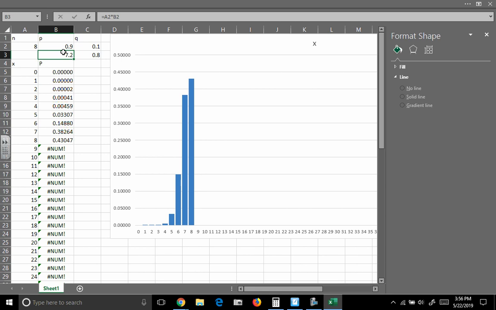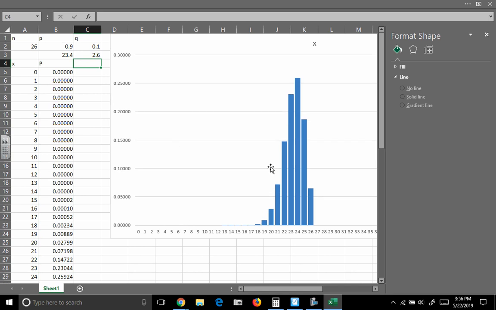So in this case, notice n times q is nowhere close to 5, so we could not use a normal distribution to approximate what's going on because this distribution doesn't have that bell-shaped curve. If we bump this up to, let's say, n is 26, that's still skewed a long way to one side with this p and q because look at n times q.